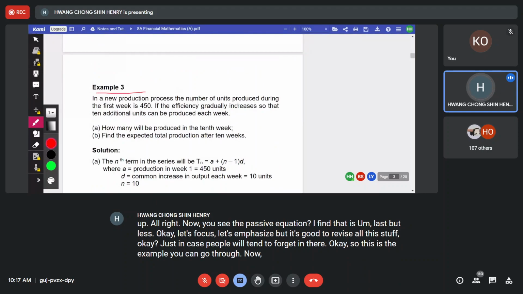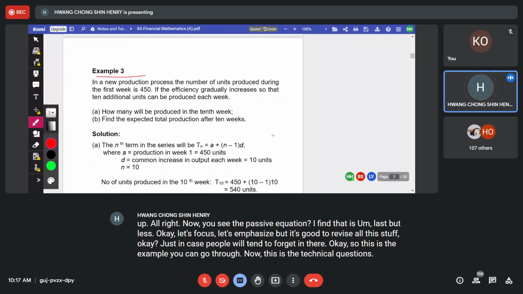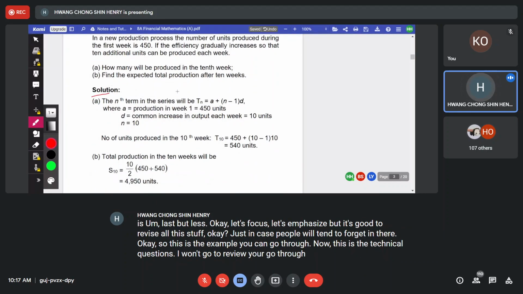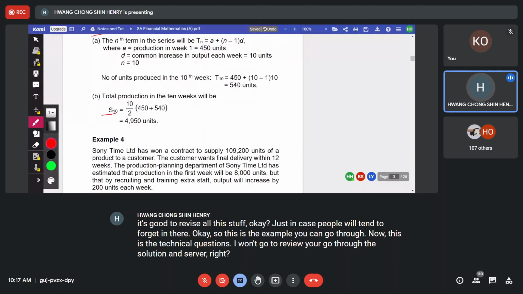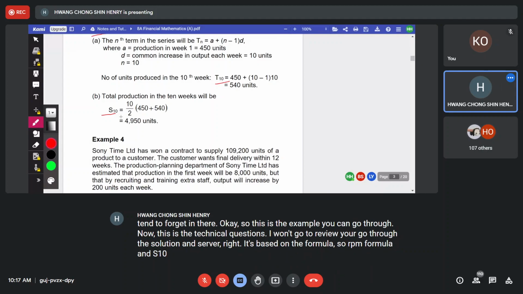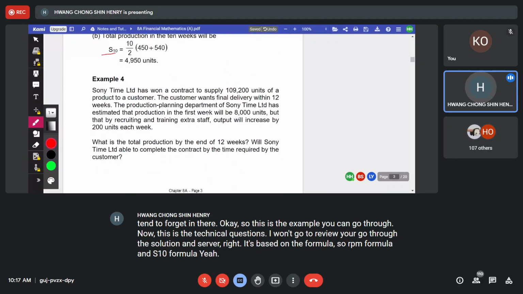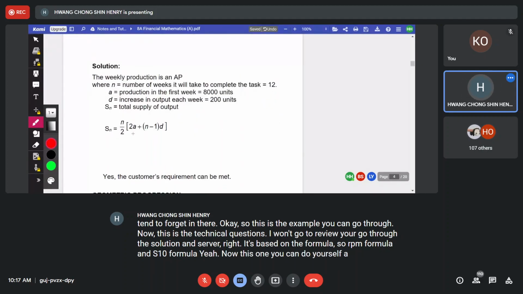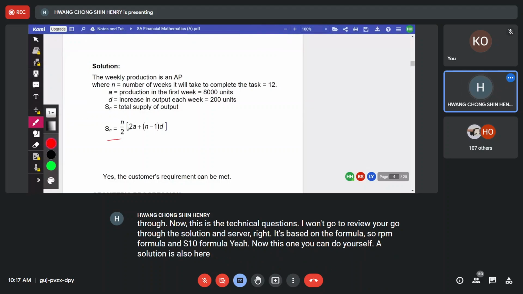Now these are the technical questions. I won't go through them; you can go through the solution yourself. It's based on the formula also, the Tn formula and the Sn formula. This one you can do yourself. The solution is also here. The formula is already given.